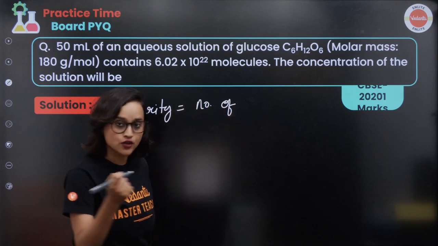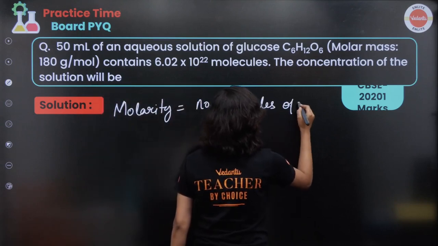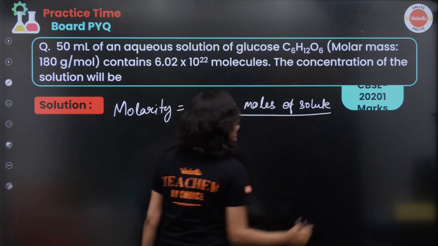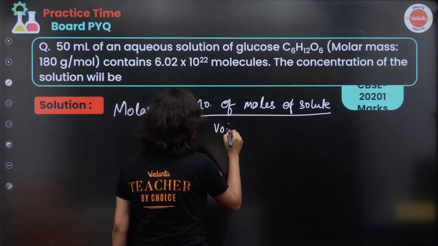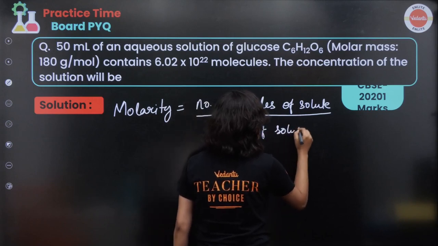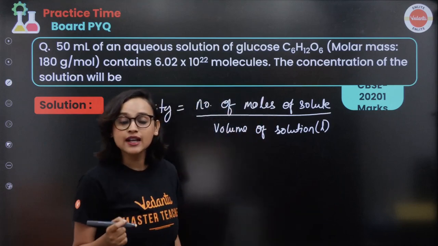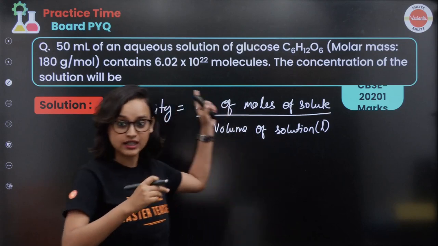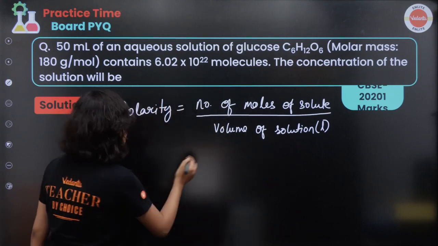Number of moles of solute divided by volume of solution. In what unit? In liters. So what are we calculating? We are calculating number of moles of glucose, because it is given as glucose. Number of moles of glucose divided by volume in liters.